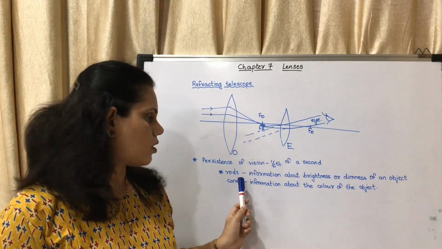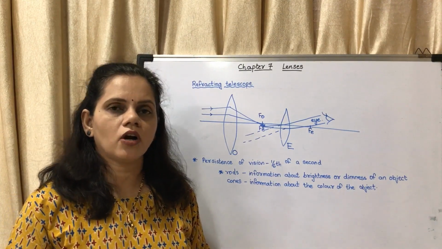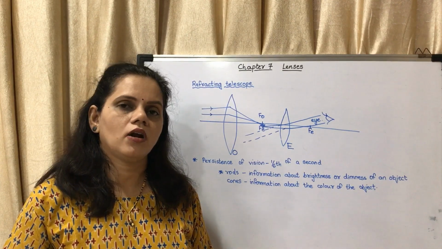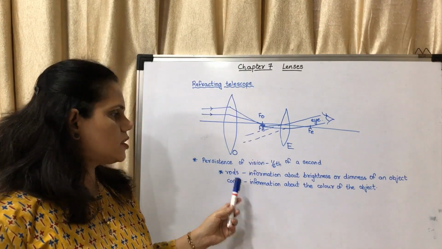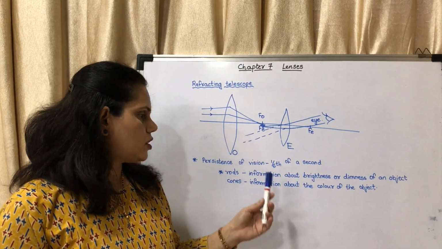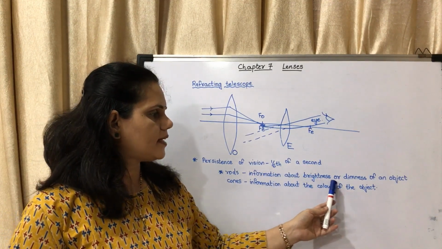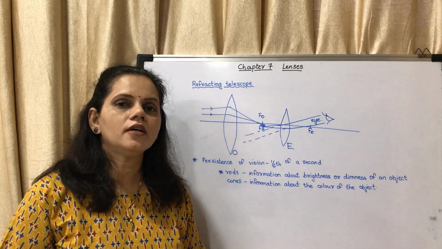Okay, they are rod shaped, in the shape of a rod, so they are called rods. Some cells are cone shaped, so they are called cones. So rods, what is the function of rods? It gives the information about brightness or dimness of an object to the brain.